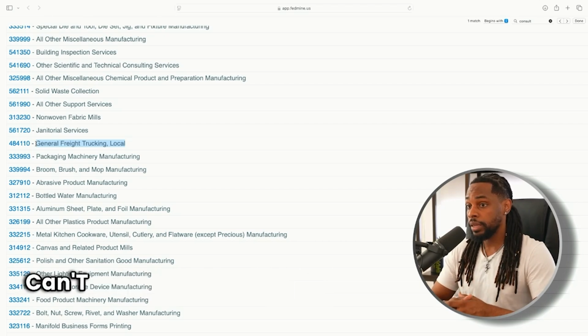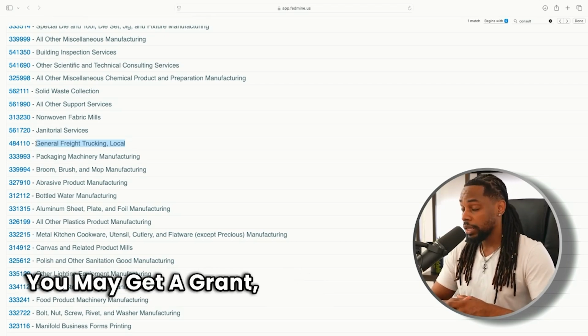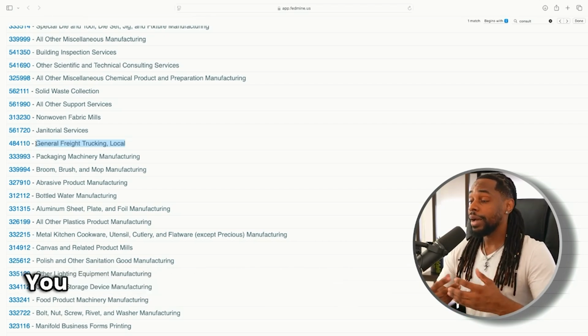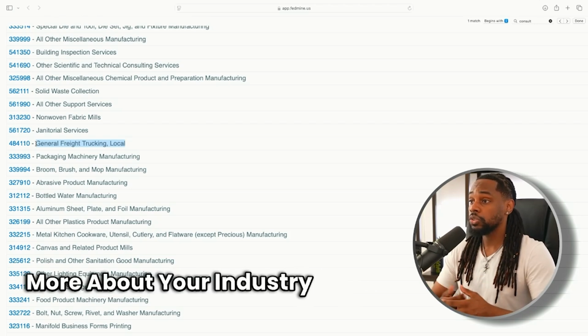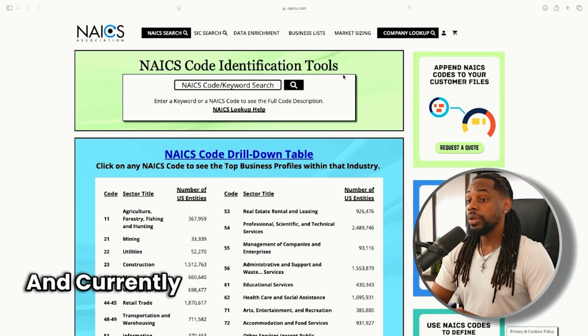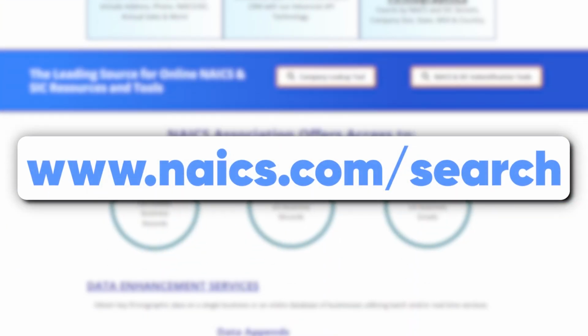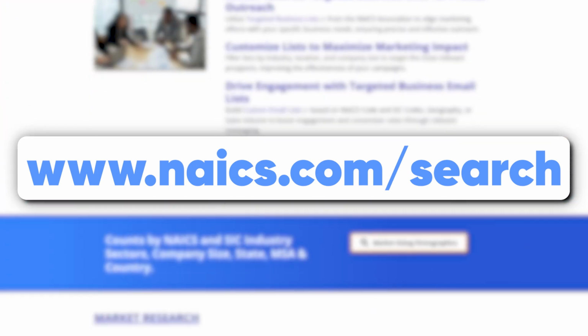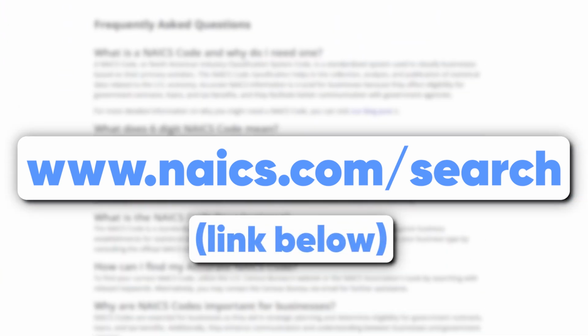Because again, even if you can't get it from a bank, you may get a grant, you may get a government contract. You guys just have to know more about your industry and do some research. And currently we are on NAICScodes.com/search. Once again, link is in the description.